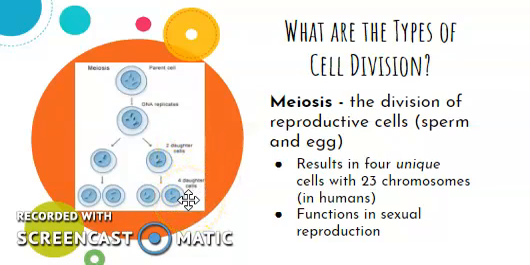There's actually several more steps to this, but in the end, it ends up with 4 different or unique cells that have 23 chromosomes each when we're talking about humans. And we'll get into other organisms and how many chromosomes they have a little later. This is how the reproduction of sperm and egg cells occurs in any organism that would have a sperm or an egg cell. So any organism that would have sexual reproduction.